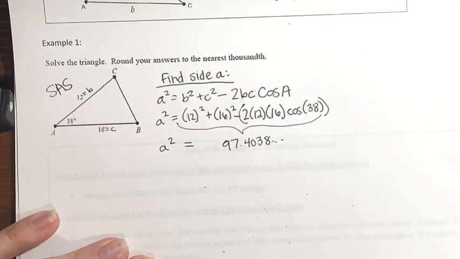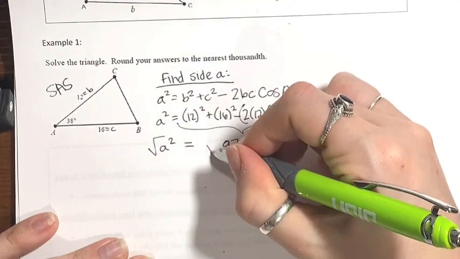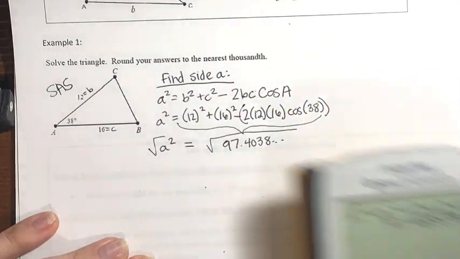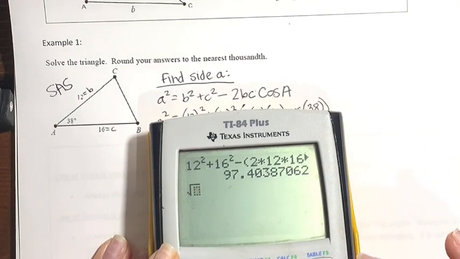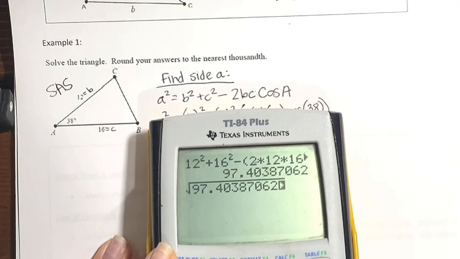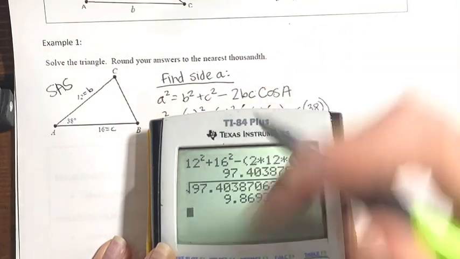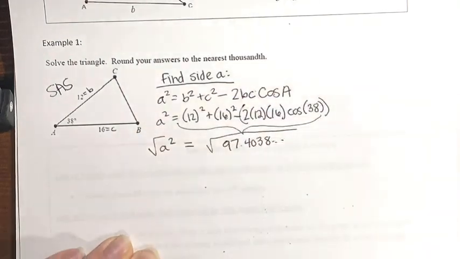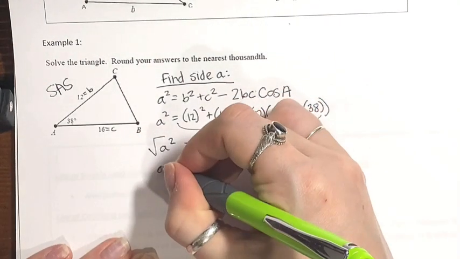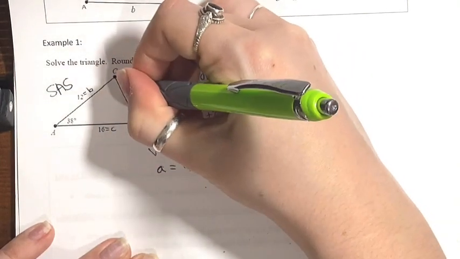I'm just wanting to find a. So we have one more step. I need to get rid of that square by square rooting. So I'm going to go in my calculator and then take the square root. And I usually just go up and highlight that whole strand of decimals. And we get this. And it said to round to the nearest thousandth. So this 3 will just round down to keep 9.869 for side A. So we just found this side right here.